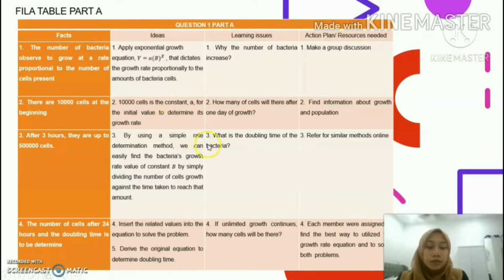By using a simple rate determination method, we can easily find the bacteria growth rate value by simply dividing the number of cells growth. Number 4, we insert the related values into the equation to solve the problems. Number 5, we need to derive the original equation to determine the value.